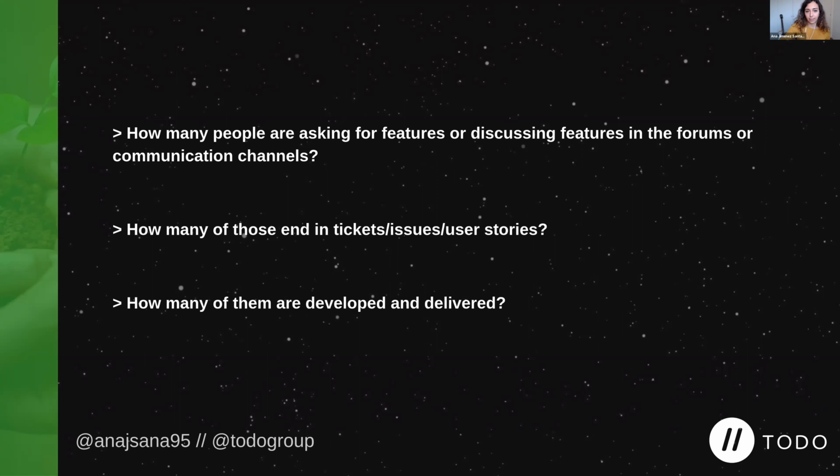So saying that, the other question can be how many of those end in ticket issues or user stories, and how many of them are developed and delivered. Because it can be that someone requests a feature and no one says anything, so no one spends work on that. It can be that someone opens a discussion on a feature request in the forum, someone opens an issue, but it stays in the backlog forever.